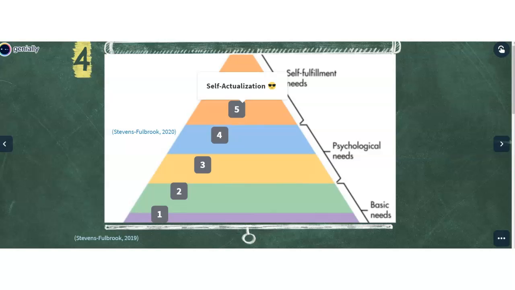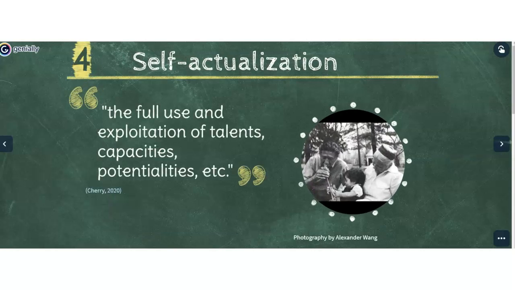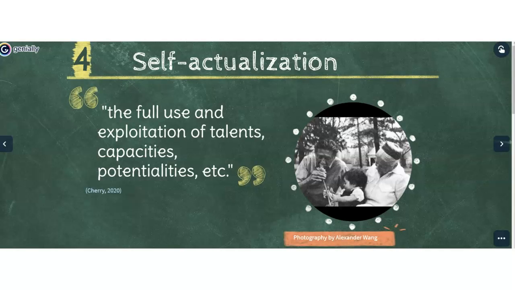Morality, creativity, problem solving. In Maslow's words, the full use and exploitation of talents, capacities, and personalities. In other words, people constantly in the process of striving to reach their full potential. Self-actualization is not an endpoint or destination. It is an ongoing process in which people continue to stretch themselves and achieve new heights of well-being, creativity, and fulfillment.